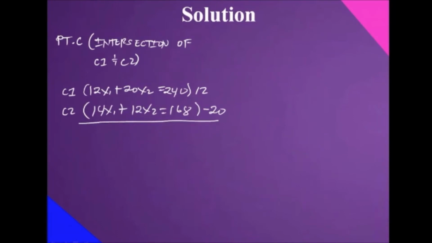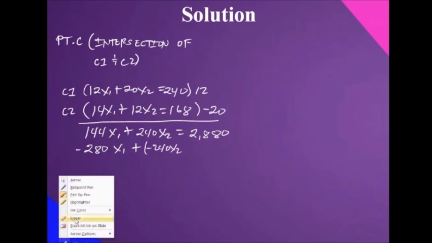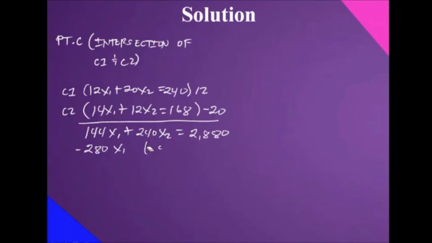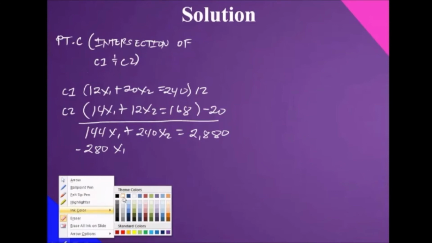Okay, so 12 times 12, that is 144. x sub 1 plus 20 times 12, we have 240 x sub 2 equals 240 times 12, 2,880. For the 14 times negative 20, we have negative 280 x sub 1 plus 12 times negative 20, we have negative 240 x sub 2. Kapag ganyan, kahit hindi mo na ilagay yung plus, direct na natin na negative. Kasi same lang naman din siya. So, white ulit tayo.